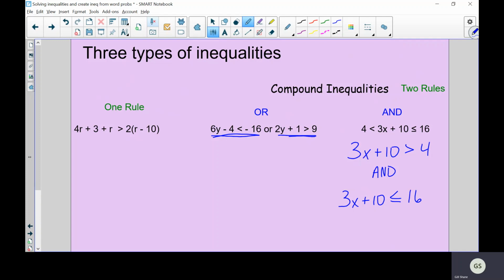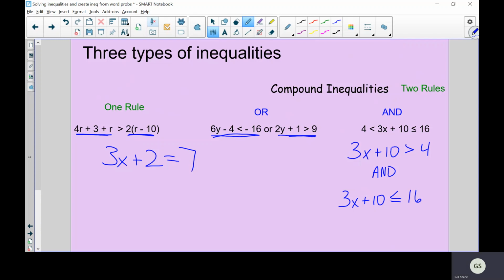So the difference is these are both rules. Like we say an equation is a rule, right? This is a rule. 3x plus 2 has to equal 7. The left side has to equal the right side. Well, this is also a rule. We are saying the left side has to be greater than the right side. So it's still a rule. Here we have two rules.